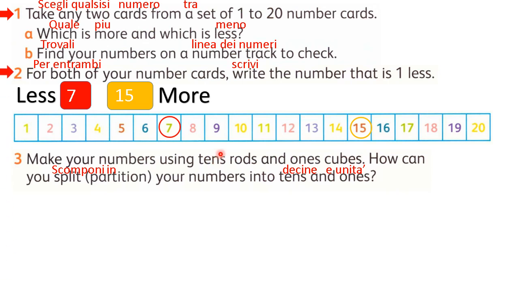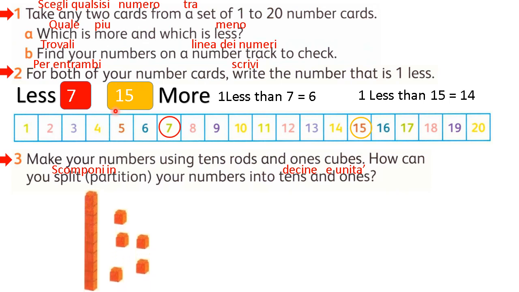Now find 1 less for both numbers. 1 less than 7 is 6, 1 less than 15 is 14. Finally, using 10 rods and cubes, make your number. So it would be 1 10 rod and 5 cubes. And splitting our number, the whole number is 15, and we split it into 10 and 5.